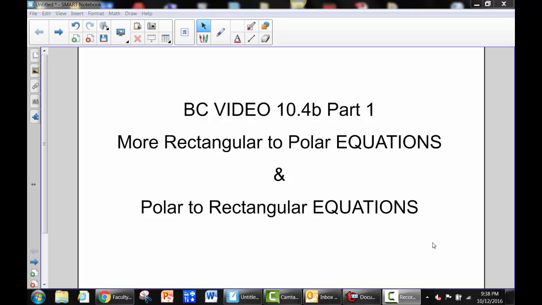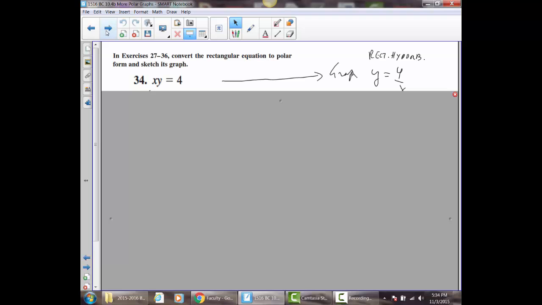Hi, welcome to video 10.4b part 1, more on changing rectangular equations to polar equations, and also changing polar equations to rectangular equations. Graphs. In exercises 27 through 36, they want you to convert the rectangular equation. So these aren't coordinates anymore, it's actually an equation.